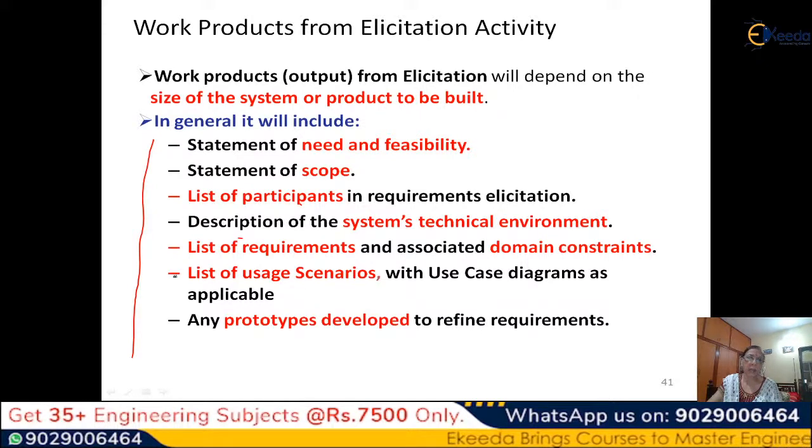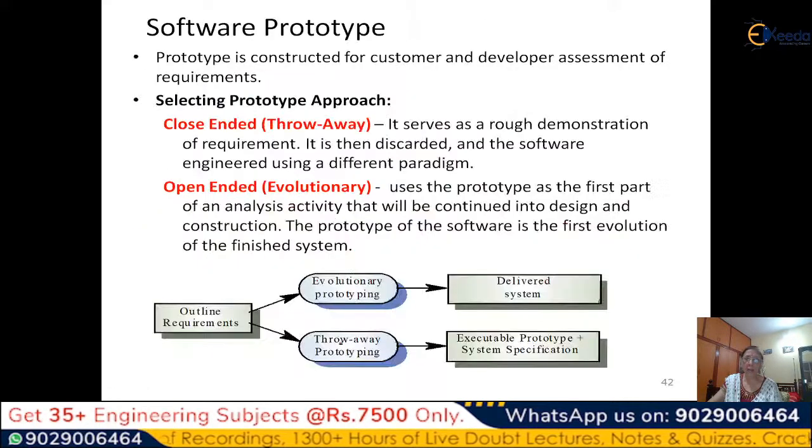This is basically the most important one every software engineer is looking for. And then finally, you can also have some prototypes. Suppose in case you have developed some prototypes to clarify your requirement, because it was very difficult. We have already discussed about the prototyping in the process classes. So let's look a little bit more about the prototyping as part of the elicitation.